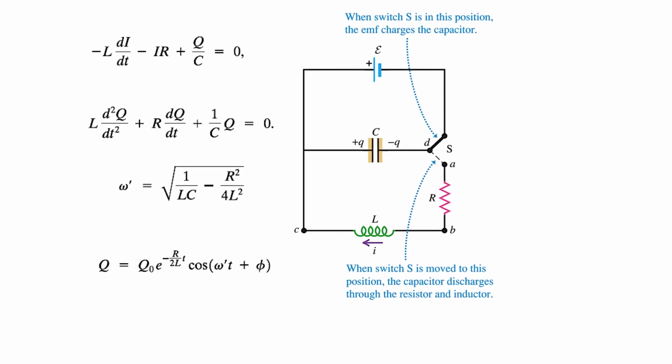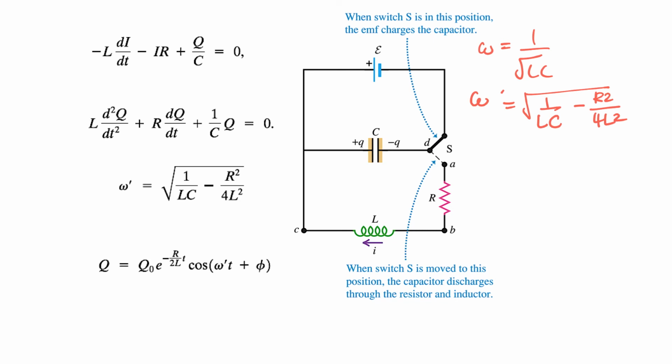And then we are going to get the new formula. Before this, our formula for omega was 1 over the square root of LC. But now we need to find a new omega, which we call omega naught, and we need to insert the damping factor into our formula. So it is the square root of 1 over LC minus the damping factor, which is R squared over 4L squared.